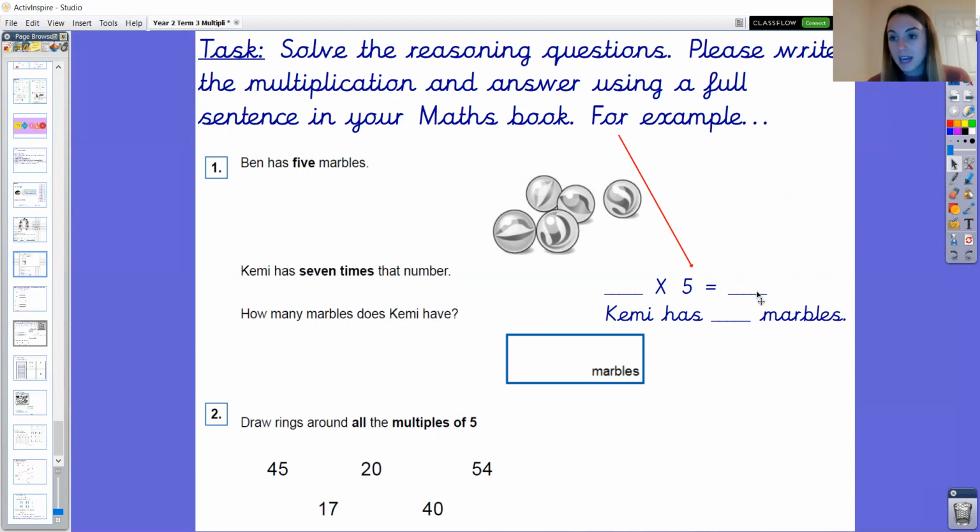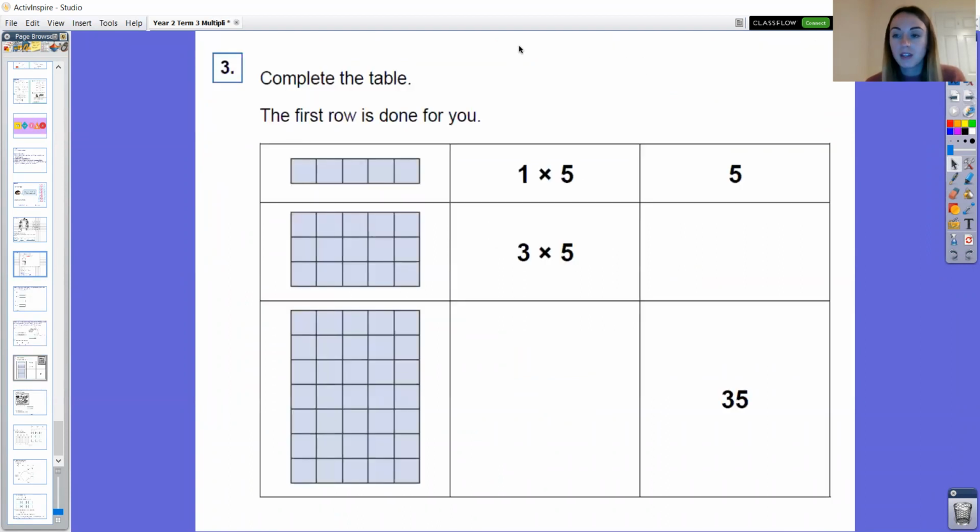So I've written the multiplication and then the sentence, Kemi has marbles. So those sentences often aren't given to you. As you can see here, it's just got a box and says marbles. So really have a think about how you're going to respond to that question in a full sentence. Again, please draw an array if that's helpful. So you can see questions number 1 and 2 here, and I will continue to share them with you.